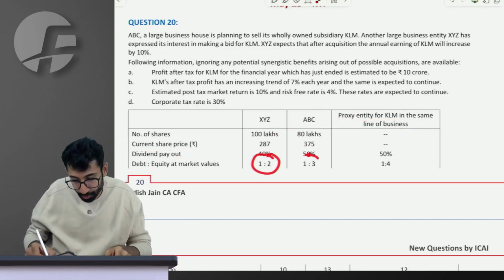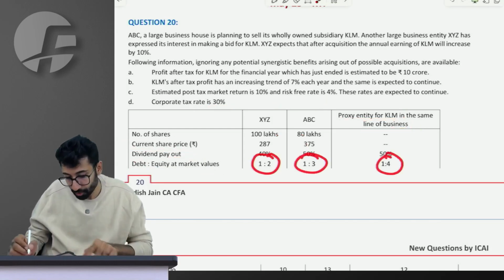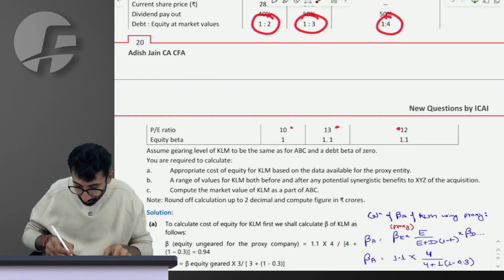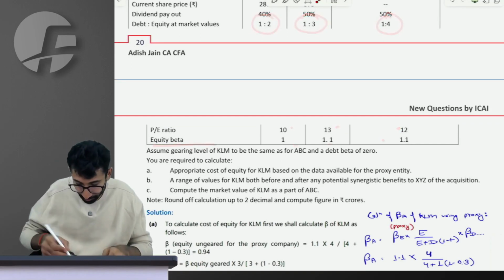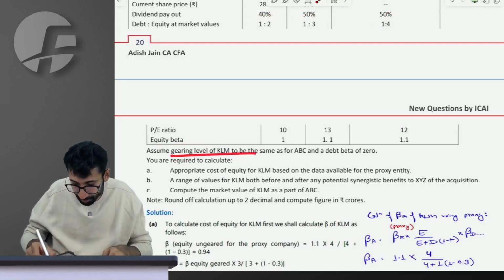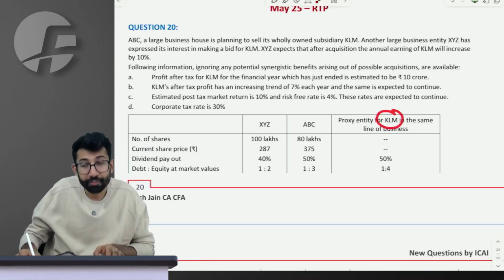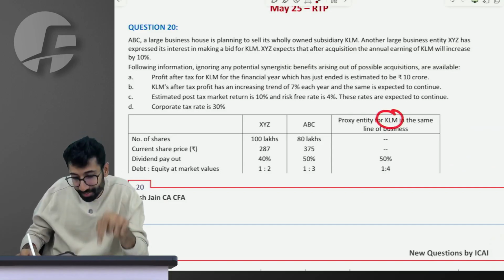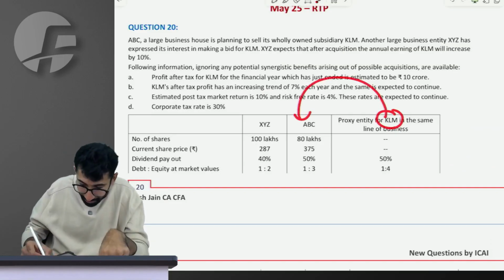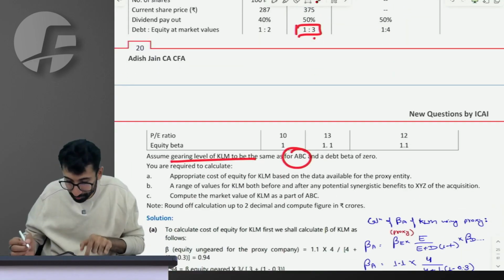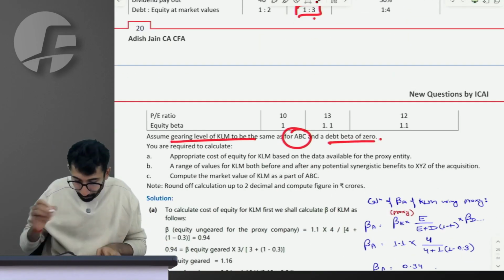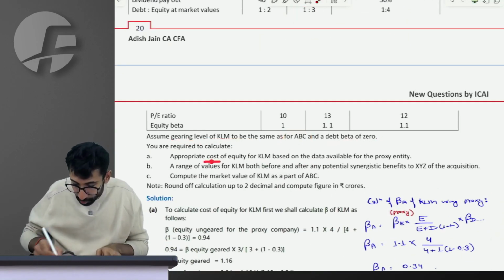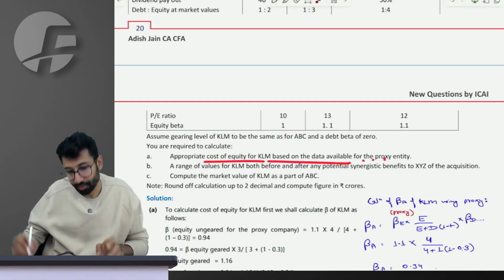The ratio is 1:2, 1:3, and 1:4. Fine. P/E ratio of the respective company given, equity beta given. Assuming gearing level of KLM is same as ABC. My division KLM, right? What is the debt equity ratio of this division? Is same as ABC, which is 1:3. Fine. Debt beta 0. You are required to calculate cost of equity of KLM based on available data.